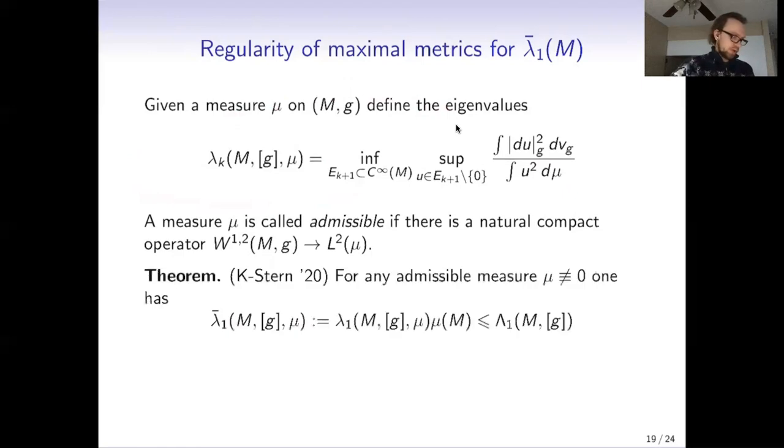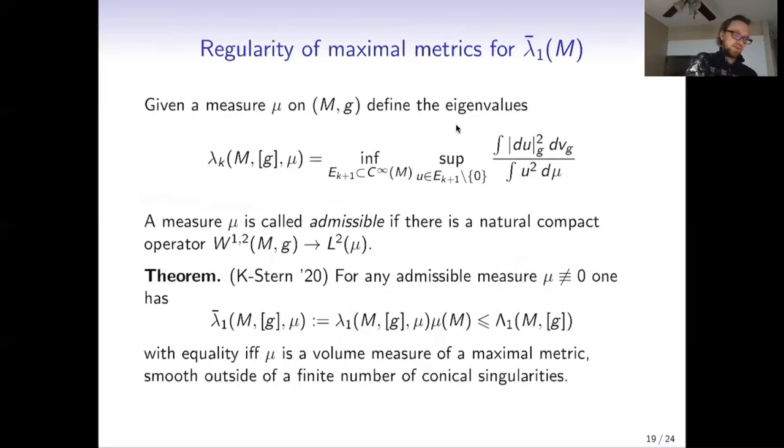Well, what you can prove is that if you consider the corresponding normalized eigenvalues like this, it turns out that they are always bounded by the same number as for metrics, right? Which is a non-trivial fact. And moreover, equality holds if and only if this mu is a volume measure of some maximal metric in the conformal class.